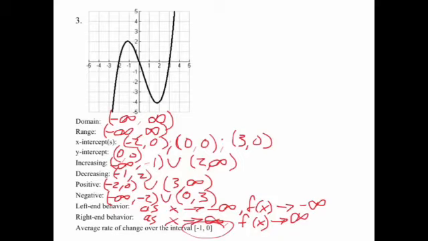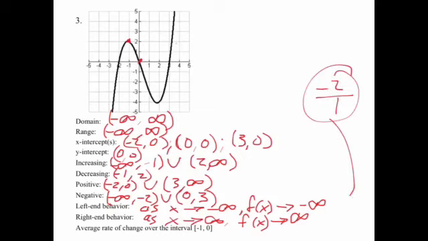And we need to get the rate of change over the interval from -1 to 0. And so we really just have these 2 points here. And that's a rise of -2 and a run of 1. So -2/1 is going to be my average rate of change. And that's going to be the first three.